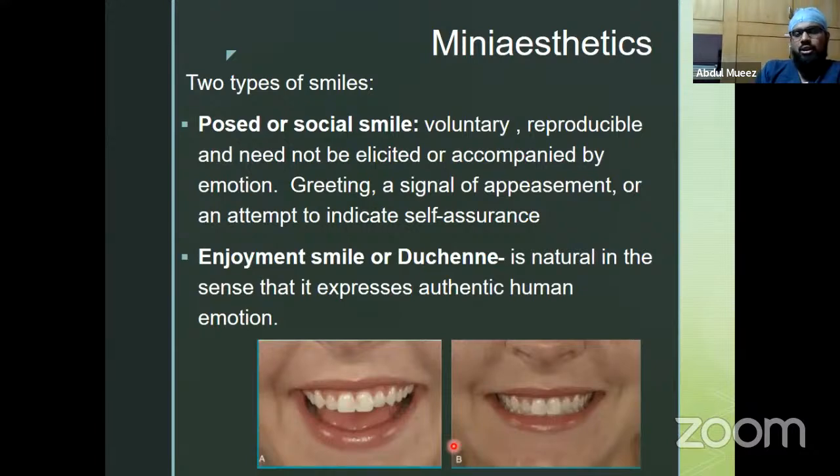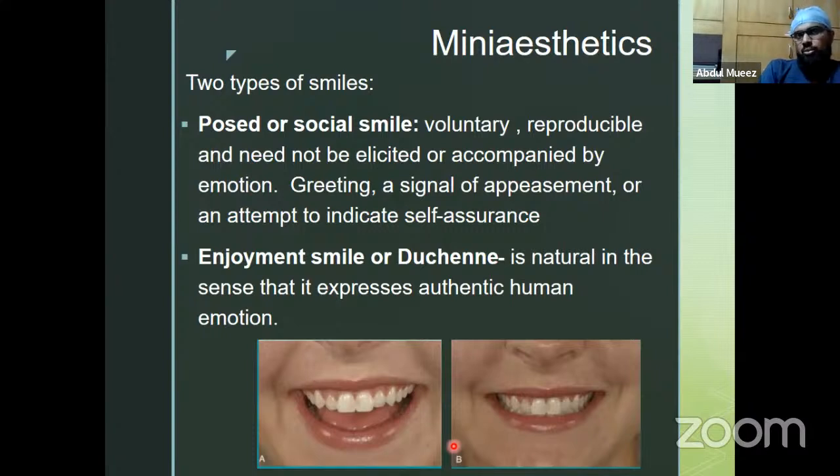Okay, one is you have to record, you have to take the photos. First thing is you need to ask for a social smile photo. Social smile is when you are greeting somebody and you are meeting unknown people. How you smile? You just greet and just flash your smile. That's it. As an orthodontist, you need to know both the smiles.